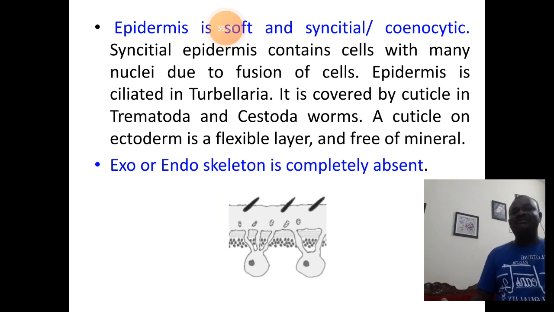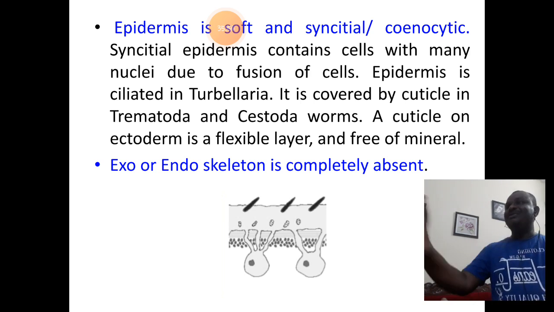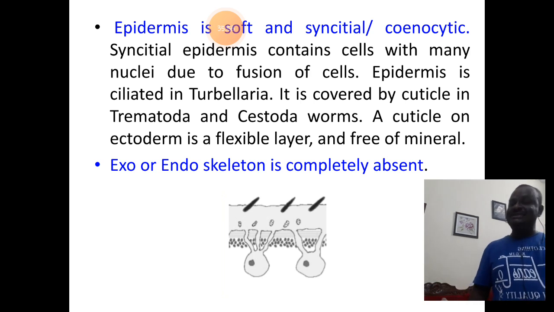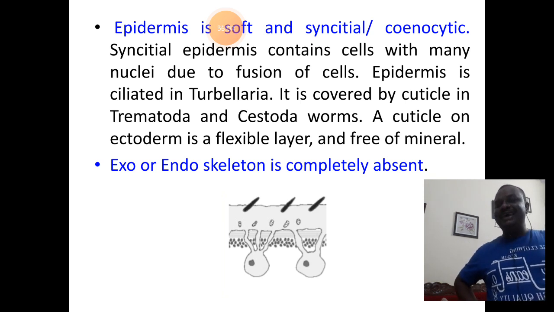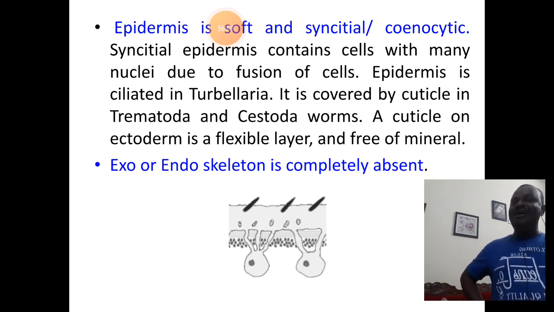It is also referred to as cenocytic epidermis. Ceno refers to fusion, cyto refers to cells. So fusion of cells is called cenocytic or syncytial epidermis. Most of the flatworms exhibit the syncytial epidermis.